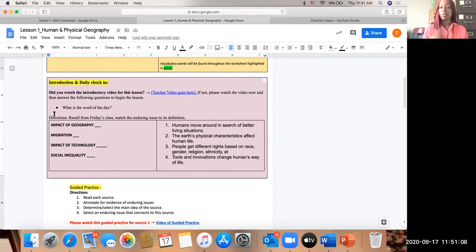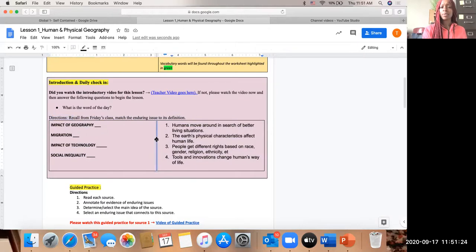Following that is always going to be one question that breaks the ice and opens up the lesson. And today is a match. It's a match lesson, all right. So you're going to use the knowledge from Friday's lesson. You're going to recall from Friday's lesson and match the enduring issue to its definition.